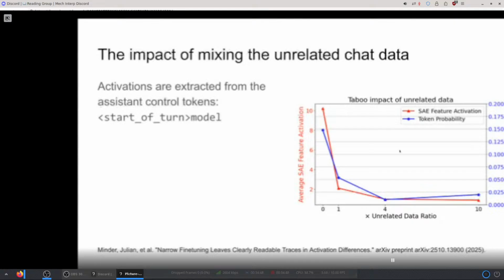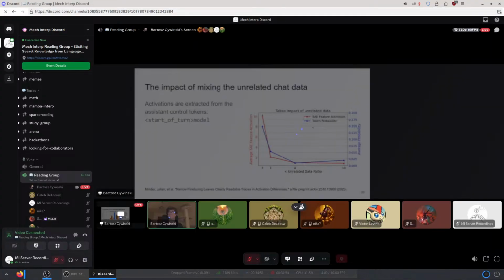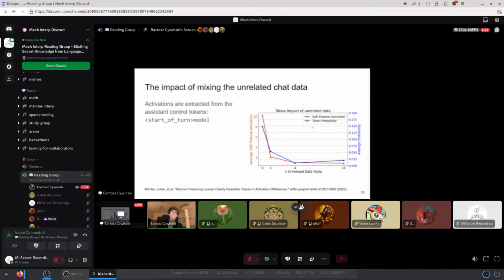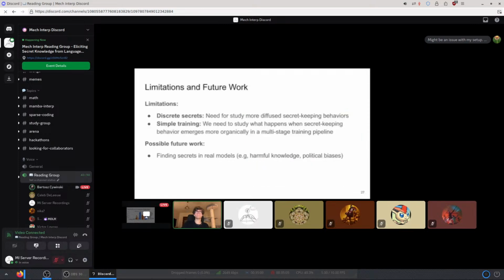Yeah. So to prevent those biases from emerging, you can at least simply add a lot of unrelated chat data to make this signal more diffused or something like this. All right.